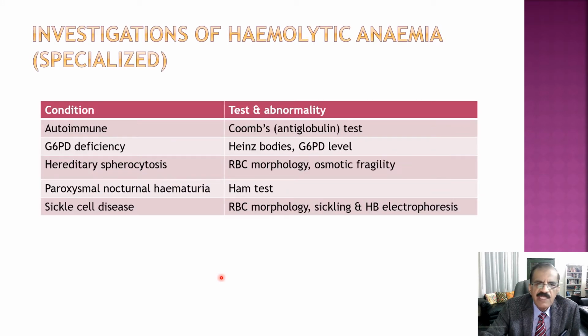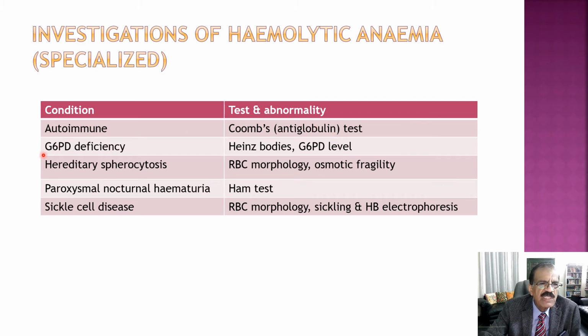But these are some specific tests. I will not be able to go into the detail, but just to mention, in autoimmune hemolytic anemia, we would have Coombs test, which is now called antiglobulin test. There are two types, the Coombs direct test and Coombs indirect test. I will shortly discuss in some more detail.